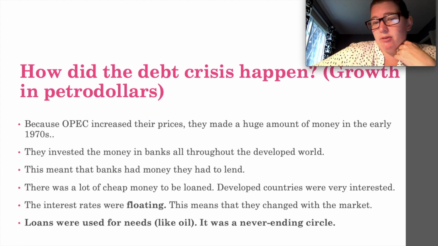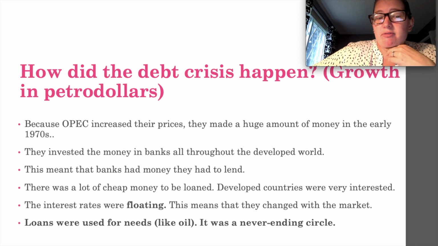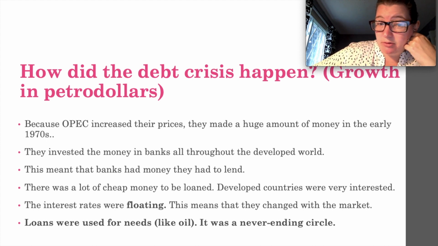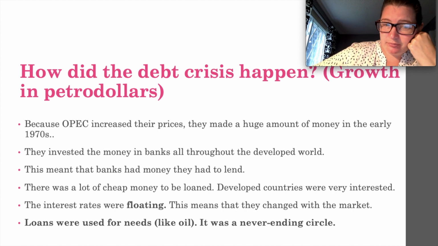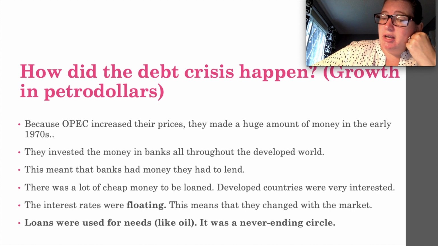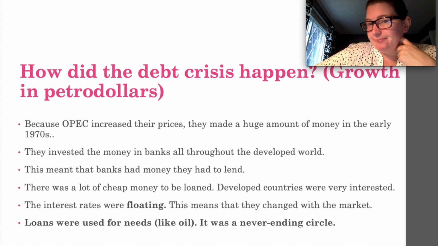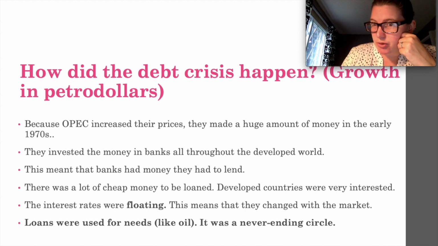Because OPEC increased their prices, they made a huge amount of money in the early 1970s. They invested this money throughout the developing world, and this meant the banks had money to lend. There was a lot of cheap money to be loaned, and so the developing countries were very interested. The interest rates were floating. They kept changing with the market, and loans were used for needs like oil, a vicious cycle. And this is what we call petrodollars.